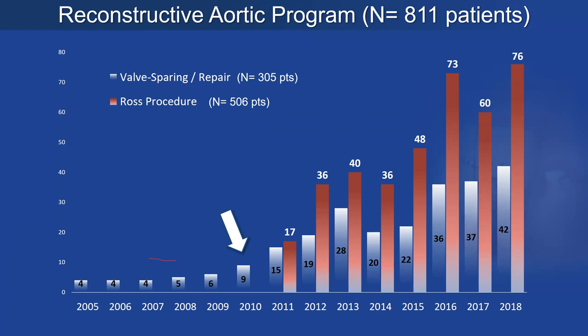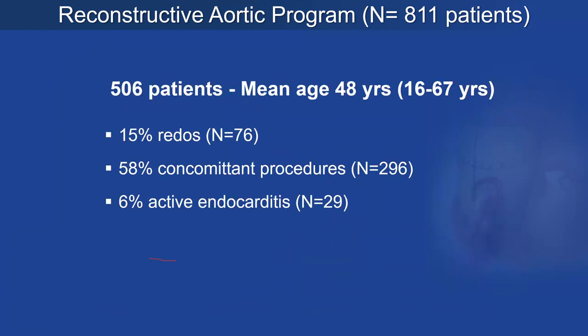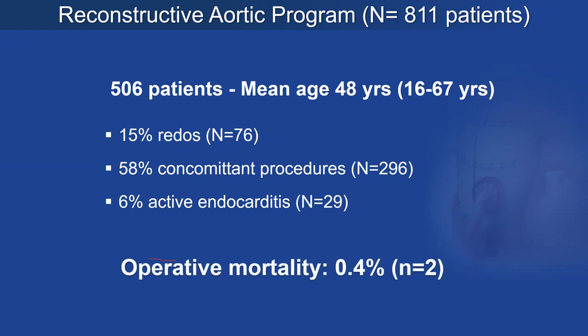And you can see that the volumes increased over the years. And our Ross program includes now, or at least my experience, over 500 patients. The average age is 48 and somewhat all comers, 15% are redos and 6% had active endocarditis. The operative mortality is very comparable to that of regular AVR at 0.4%.